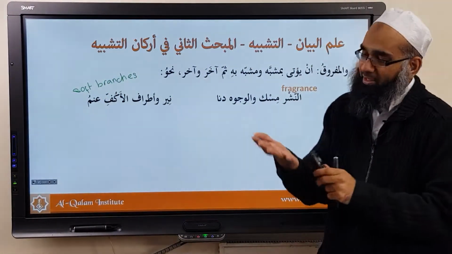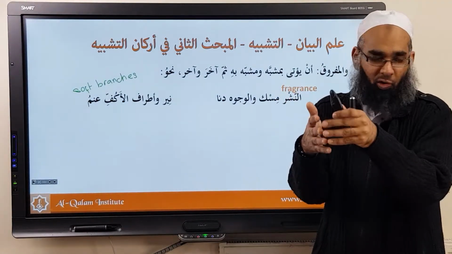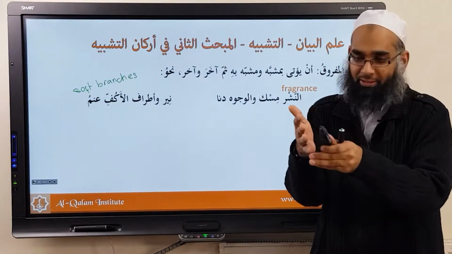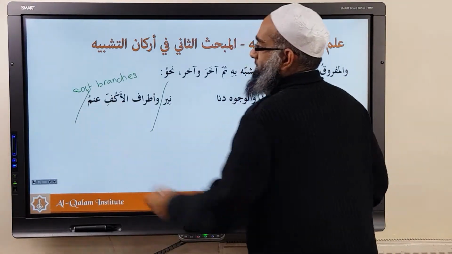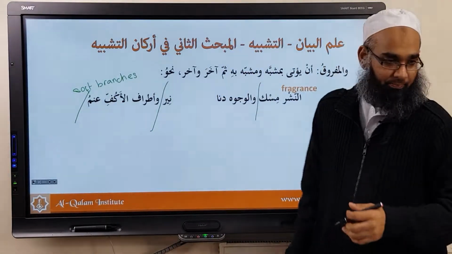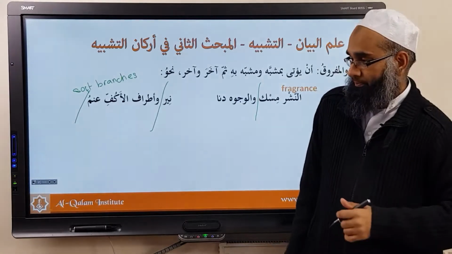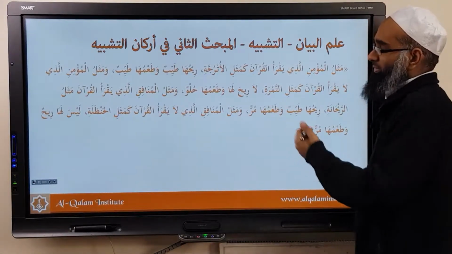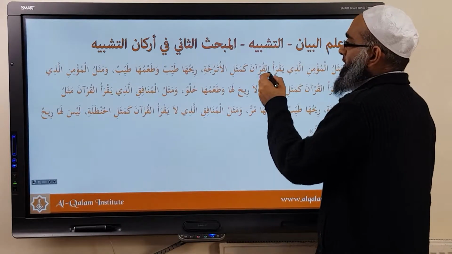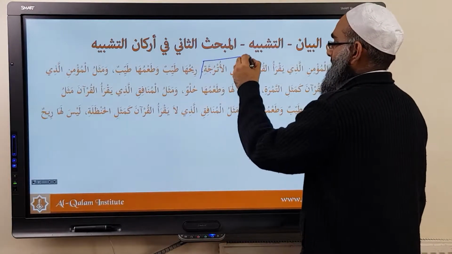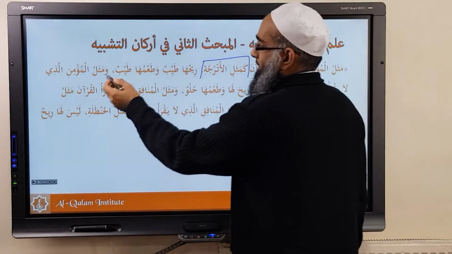So as if, like a tree, and very soft and subtle branches on the edge of the tree. So he's given one tashbih, two tashbih, three tashbih, but they're all what? Separate. They're not interweaved or interlocked. Okay? Example from hadith, the Prophet ﷺ says, the example of a believer who reads the Quran is like this. Okay, and he gives the word to shabah.